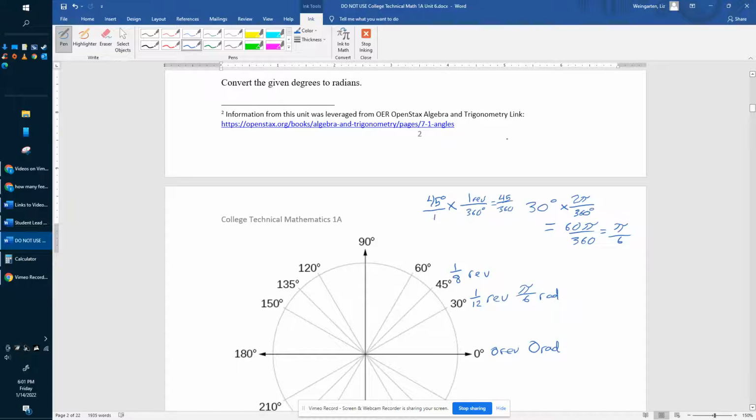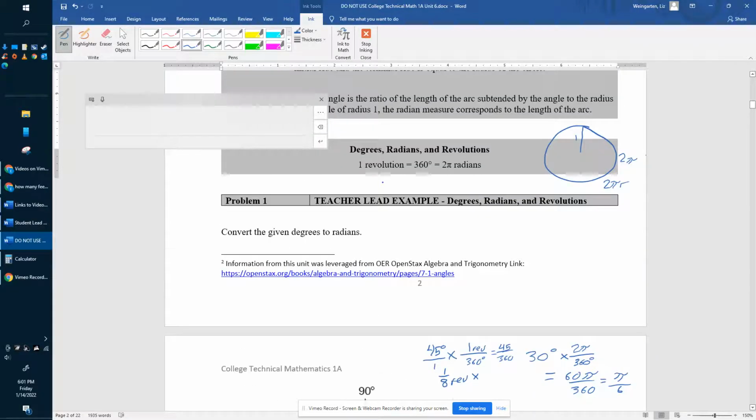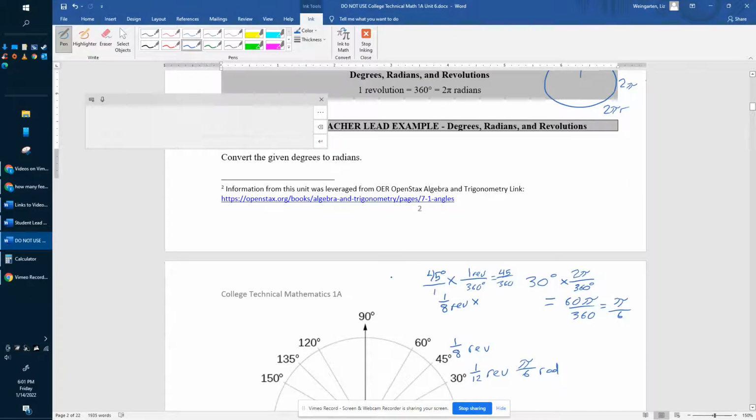If we wanted to convert it from revolutions into radians, 1/8 of a revolution times how many radians versus revolutions. So there are 2 pi radians for 1 revolution. So we want 2 pi radians for 1 revolution. We'll multiply the top, multiply the bottom. We're going to keep this in terms of pi. We get pi over 4.